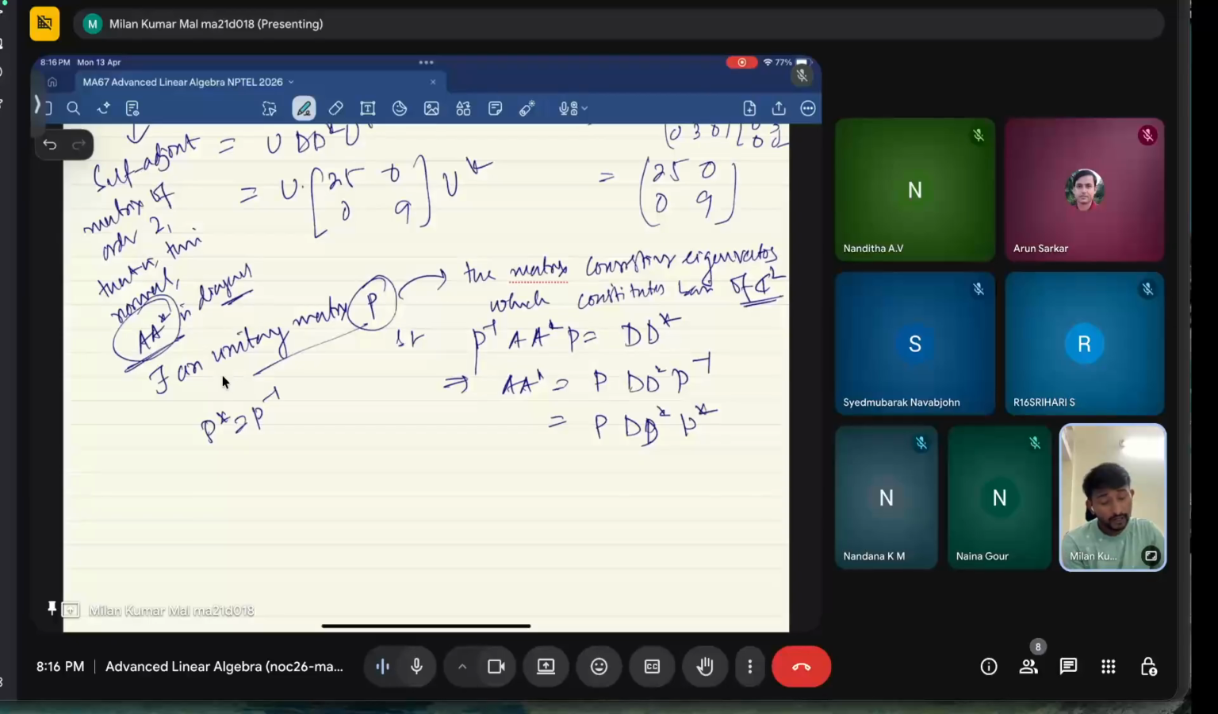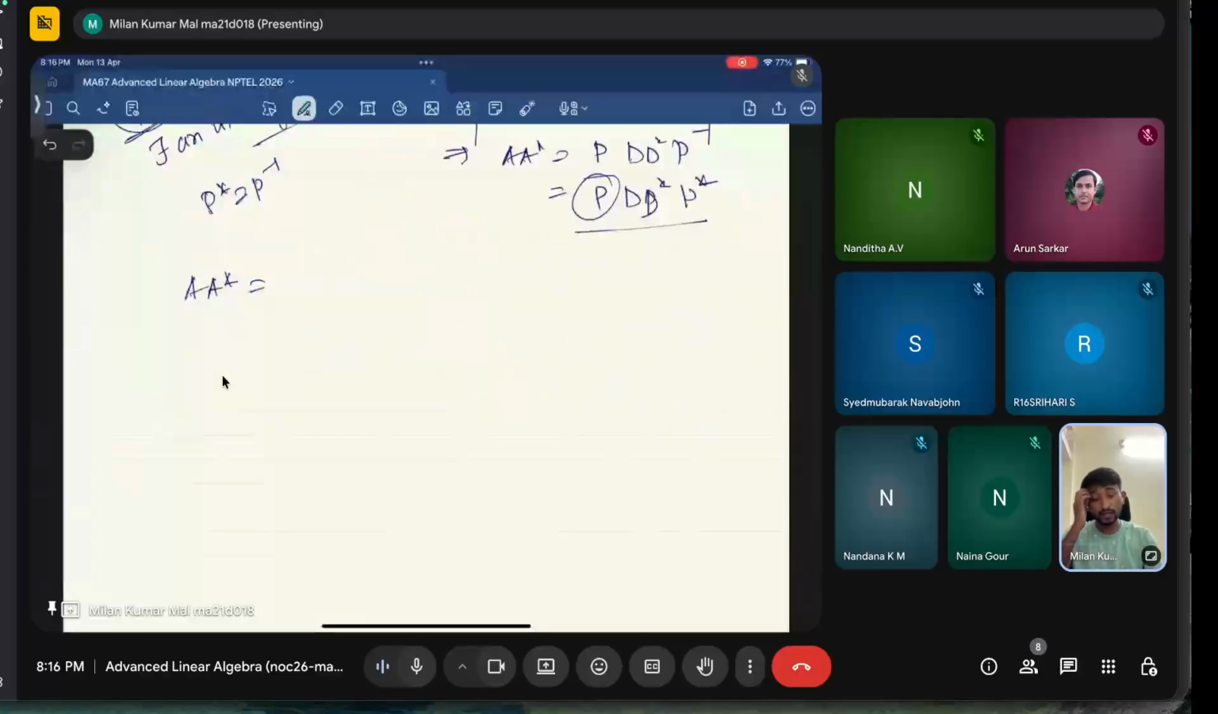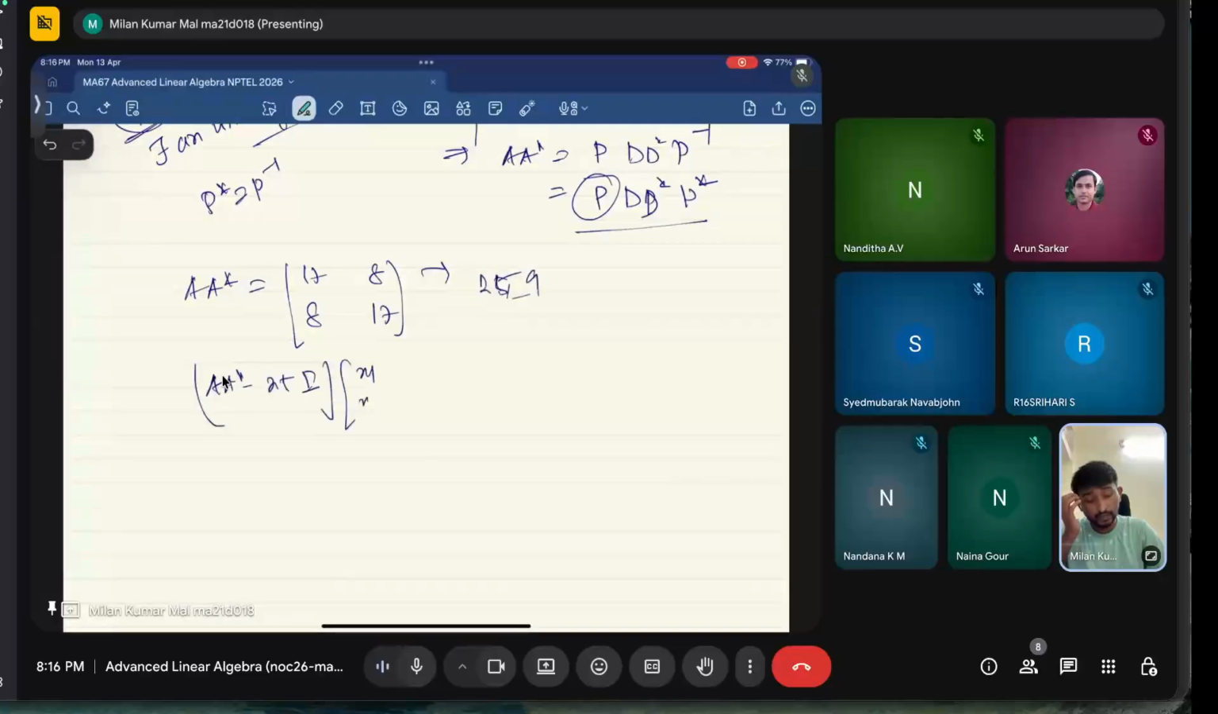So how will one get the matrix P? If you can obtain the orthonormal eigenvectors corresponding to this operator A star, then we are done. A star is equal to 17, 8, 8, 17. Let's find the eigenvalues, which are 25 and 9. Now A star minus 25I times x1, x2 equals 0. What is 17 minus 25? It is minus 8. So the matrix is minus 8, 8, 8, minus 8.